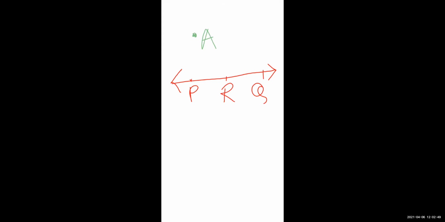It's a line. 3 letters are given on a line. So you can name it in a 3-way. How? Line PQ, line PR, or line RQ. Getting?